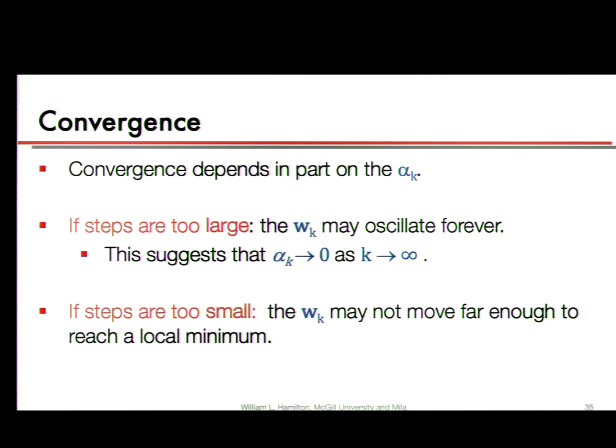And why is this the case? Well, intuitively, if the step sizes are too large, we're just going to oscillate forever. We're going to walk all over the place. So this suggests that ideally, these alpha k's should decrease over time. At the beginning, we might want to take really big steps, but once we're getting close to the solution, we probably want to slow down a little bit. On the flip side, if our steps are too small, we're just never going to make it to the solution. It's going to take us way too long.